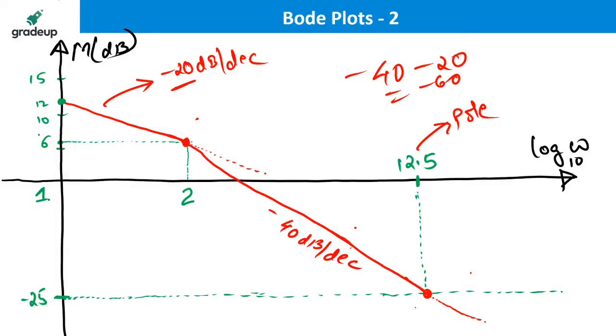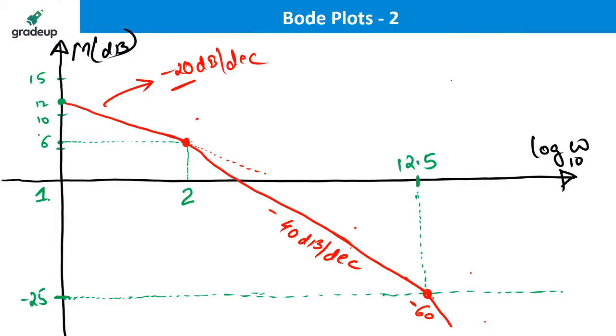That means it is again bending downwards. It's not following this direction. It is going to bend downwards once again. So just bend it downwards, approximately freehand sketching. The new line will have the slope of minus 60 decibel per decade. This is my magnitude plot completed. This is the magnitude plot.